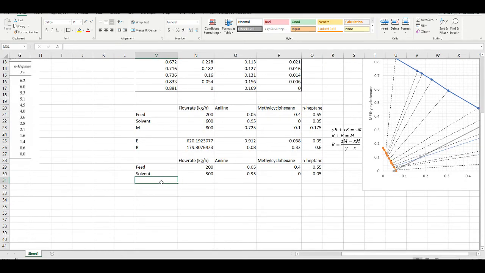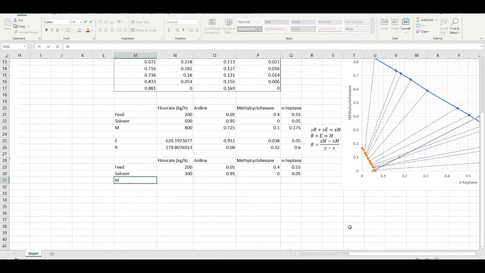Now the mixing, the procedure is completely the same, so we can just go ahead and calculate the mixing point. It is going to be equal to this plus this, and the composition is once again a weighted average: solvent composition times solvent flow rate plus feed composition times feed flow rate, divided by the total. There we go.